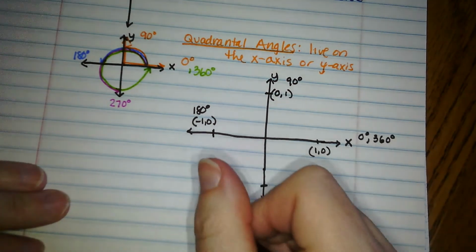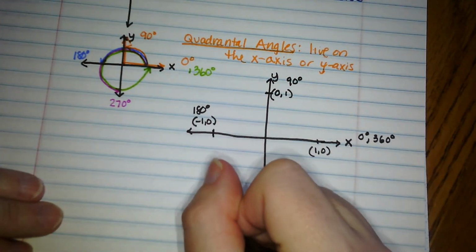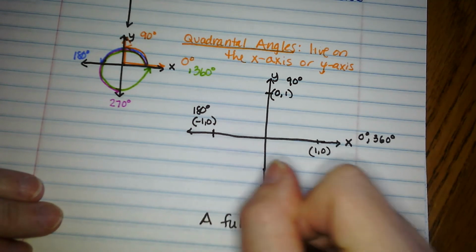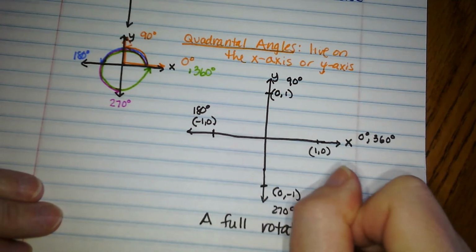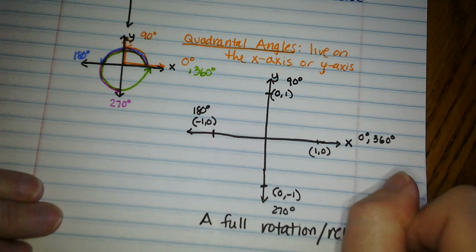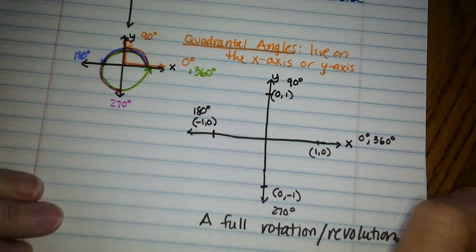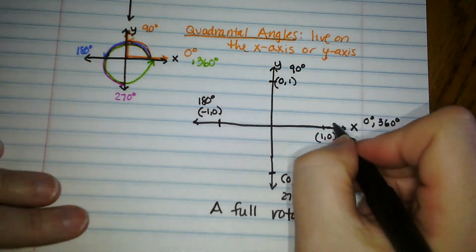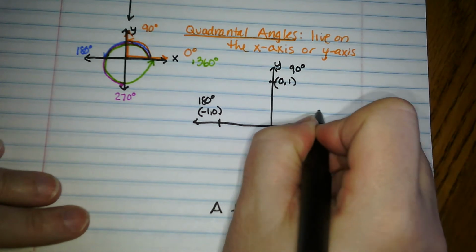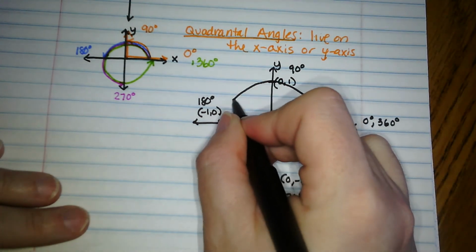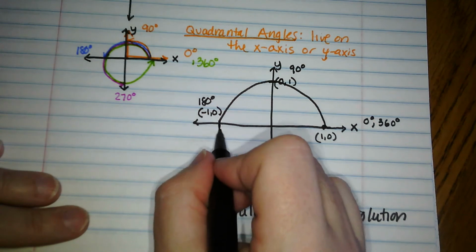So this is called a full rotation or revolution around the unit circle. Starts here. Watch, this is going to look like a football. Oh, it doesn't look too bad, actually.